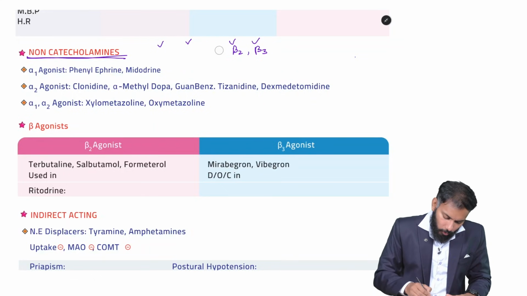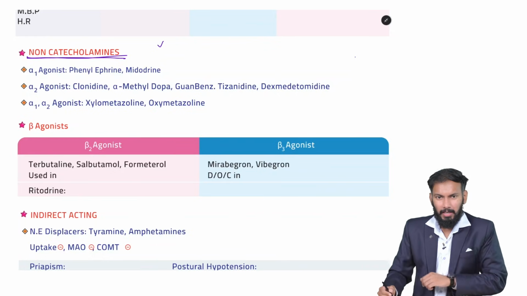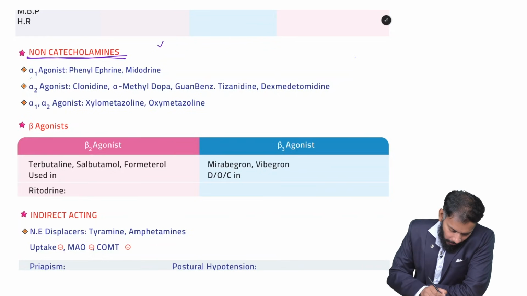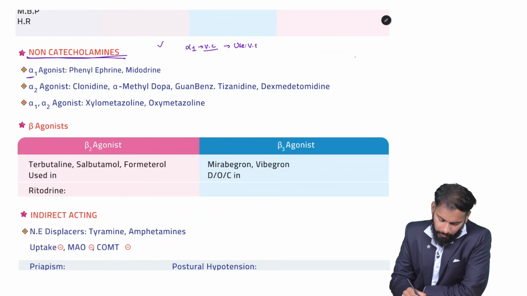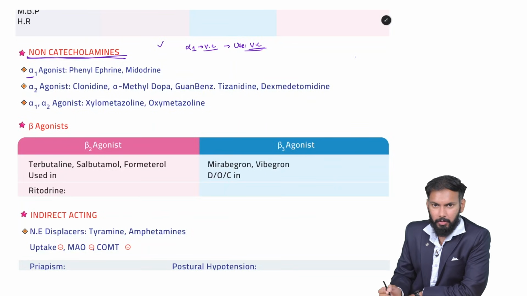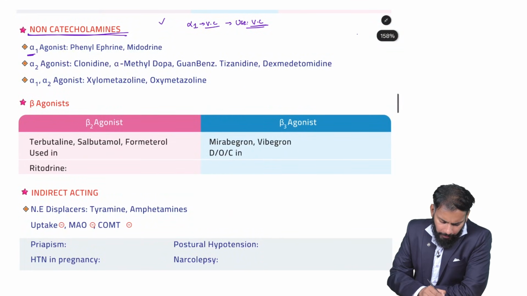Now we will see the most important ones for the exam. Now, how to remember these names? Alpha 1. Alpha 1 means it is causing what? Vasoconstriction. So it can be used wherever the patient has increased vasodilation. Okay, because it is causing vasoconstriction. Good. Alpha 1 agonist. How to remember?